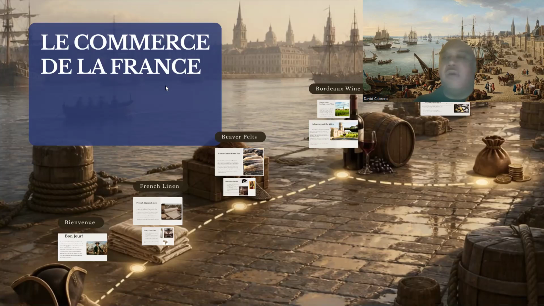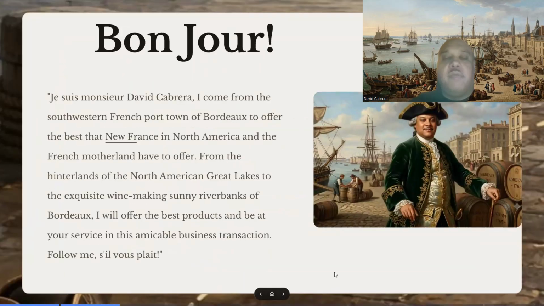So I'm giving you an idea on how the trade across the Atlantic Ocean from Europe to the Americas was like, so that you get a taste of what colonists in the American colonies were going through and things that they were exposed to. So we're going to start with the welcoming slide right here. So I'm going to click over here, and I'm going to present myself.